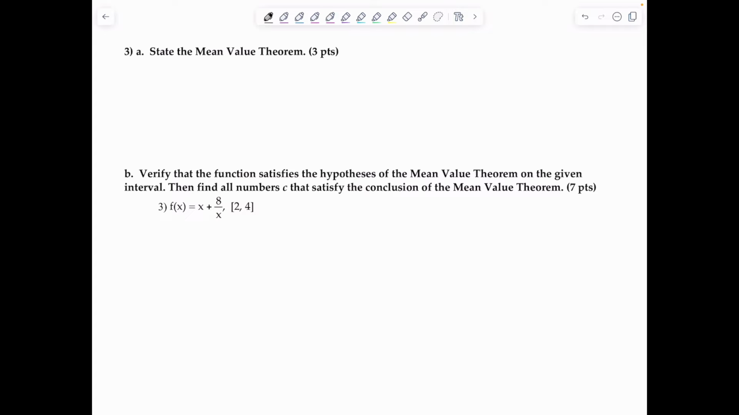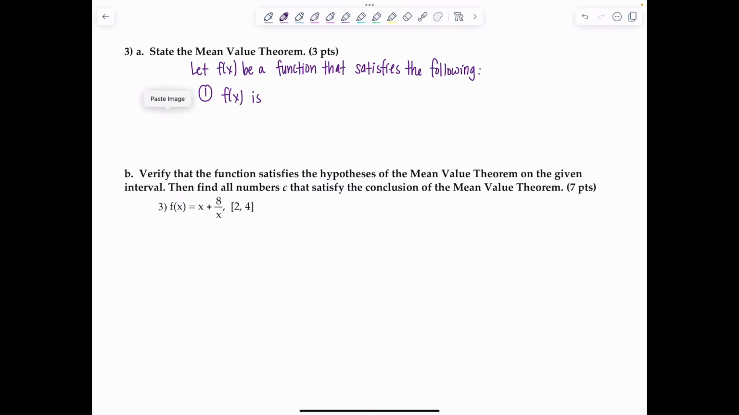State the mean value theorem. I just wanted them to state it exactly how it is in the book or in the notes. So let f of x be a function that satisfies the following. Do you remember what the conditions are? f of x is continuous on the closed interval from a to b, and f of x needs to be differentiable on the open interval from a to b.